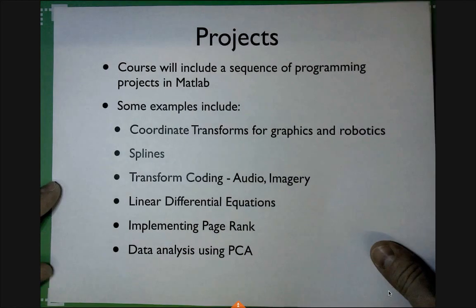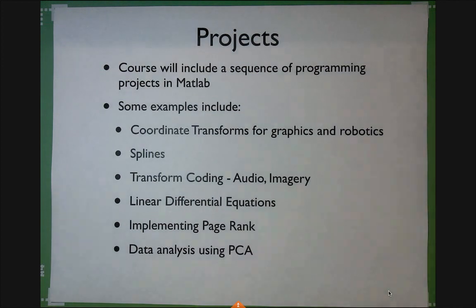Okay, project. So this is an applied course, so a big part of it are your own programming assignments, which will be done in Matlab, unless you are really crazy to do it in some other language, but I would recommend using Matlab because that's the easiest thing to do.